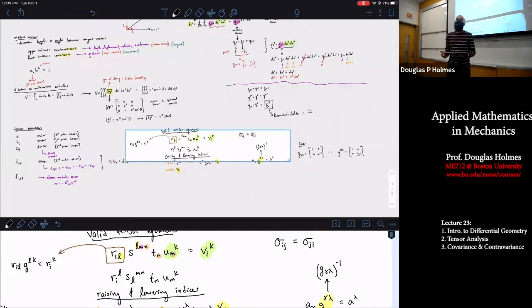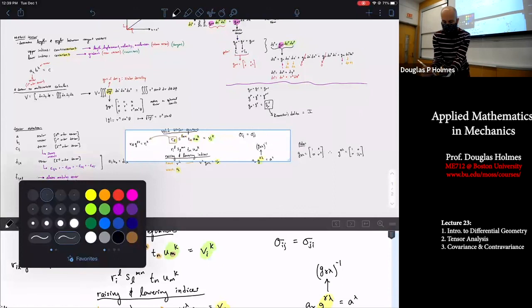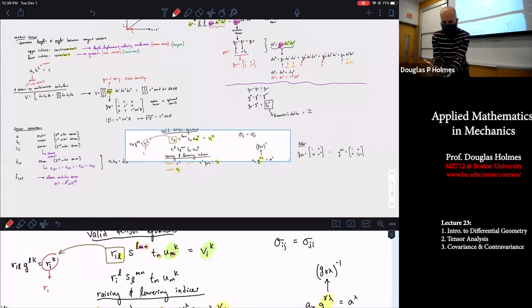This is a mixed tensor, and what it means is if you're grabbing something like R1,2 or R1,3 or R1,1, the first component you're grabbing would be the covariant component, and the second one, the 2 or the 3, would be the contravariant component of that tensor.